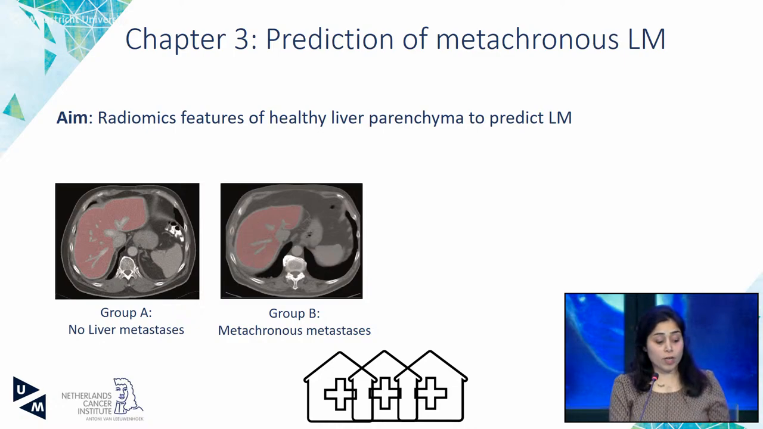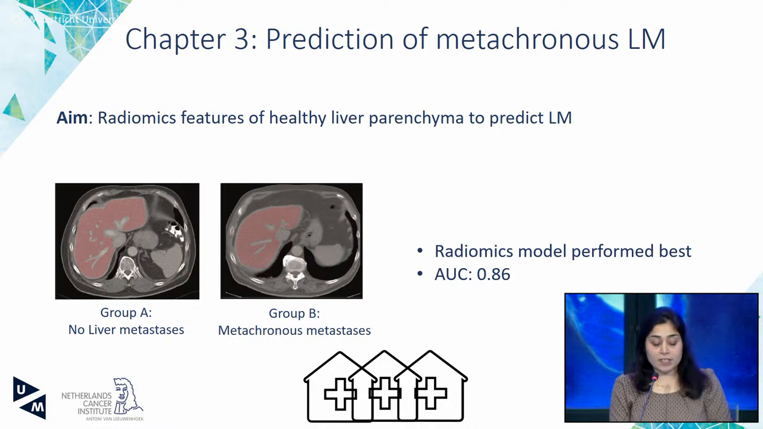So if you look by eye, by visual checking, we cannot see any difference between these two cohorts. But we built a predictive model, and the radiomics model performed the best with an AUC of 0.86. AUC is a performance metric for prediction models. It is between 0 and 1. And if it's closer to 1, it means that the model does a better job of distinguishing between two groups. And if it's 0.5, it's a coin flip, a random prediction.